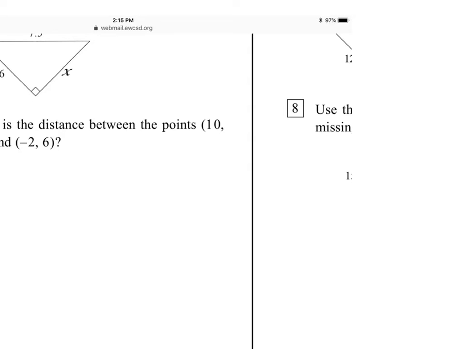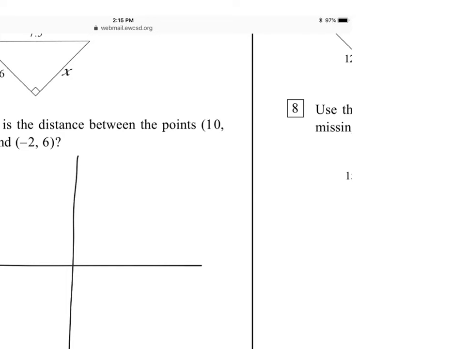Now, number 4 is a little different. It's a little interesting on how to handle. Let's take a look at it. It says, what is the distance between the points (10, -3) and (-2, 6)? And they're giving you coordinates. When that happens, I hope your mind starts thinking, well, wait a minute, maybe I should draw a graph, okay?